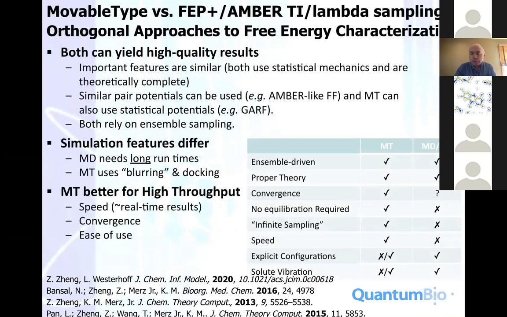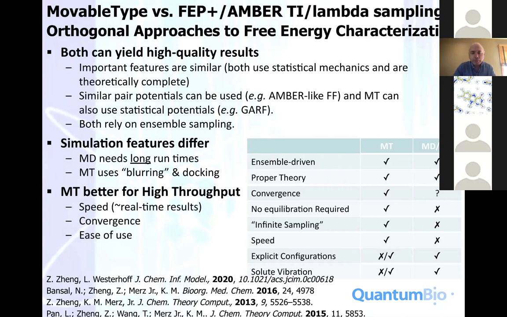So where does MovableType fit in versus other free energy methods? Of course, everybody knows tools like FEP Plus and Amber TI and lambda sampling, and certainly the list goes on. We have a number of tools out there, both open source and closed source and everything in between. It is orthogonal, but there are some similarities. One of them is that both are statistical mechanics-based methods, and so they are theoretically complete. You are building bound and unbound versions of the ligands, unbound versions of the proteins, and bound versions of the complexes. Very similar pair potentials are an option. You can use an Amber-like force field for a pair potential, or we by default use the GARF statistical potential that was published in a paper from last year, or 2 years ago, I guess it was.